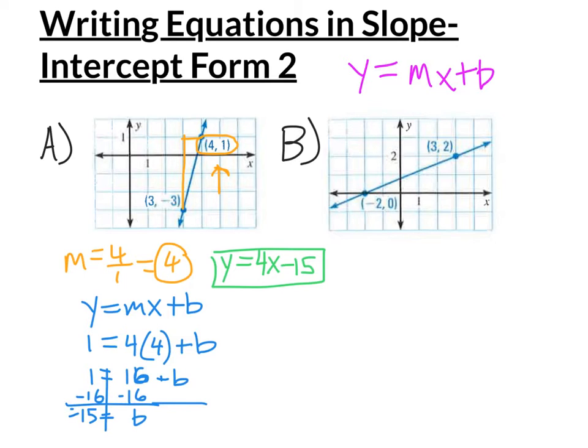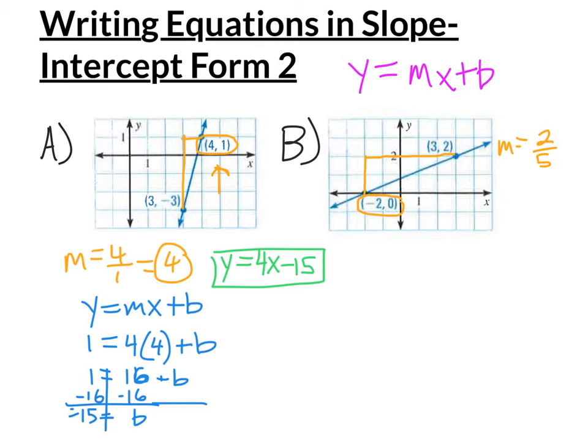So first things first, let's find what we can find, which is the slope. Our rise is 2, and our run is 1, 2, 3, 4, 5. So our slope is 2 over 5. Now, remember, I can pick either of these points that I want. They're both going to have the same equation. I'm going to pick (-2, 0), just because I like having a 0 to work with.